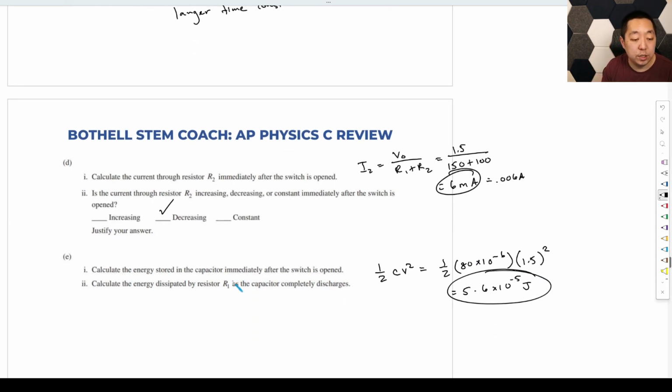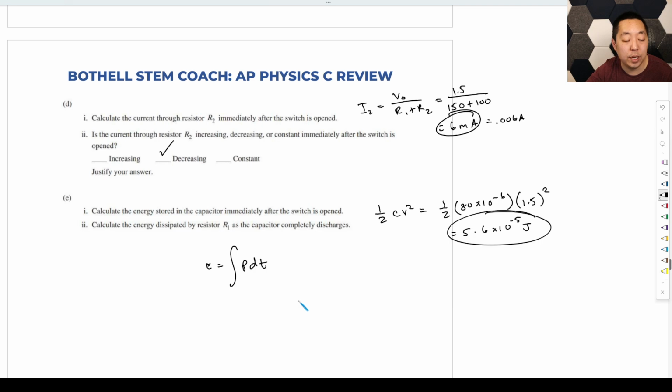Energy dissipated by resistor R1 as the capacitor completely discharges. So there's a couple ways you can do this. When you're doing energy, we're going to do the integral of power, right? This is kind of back to our mechanics, unit 3. Energy is the integral of the power, which you can do as an integral setup, but the current is exponentially decreasing, so that may not be the easiest way to go about it.